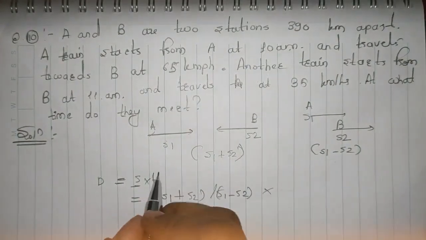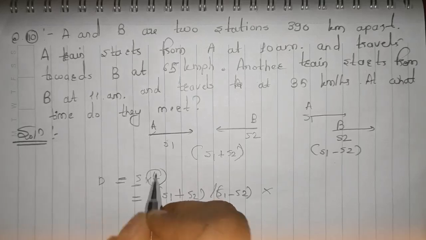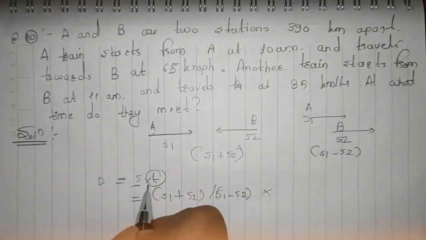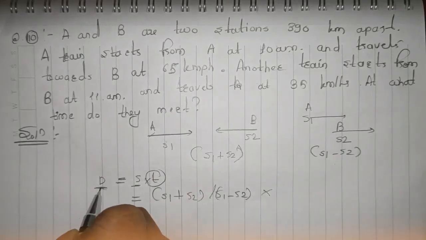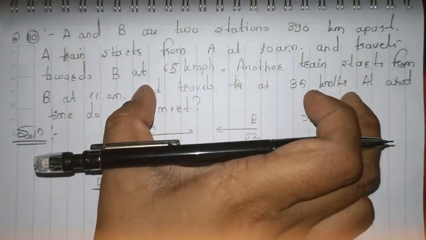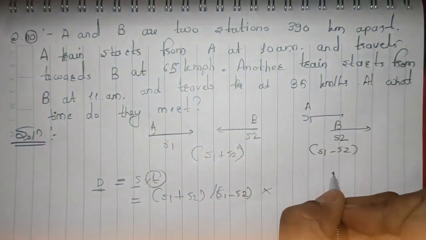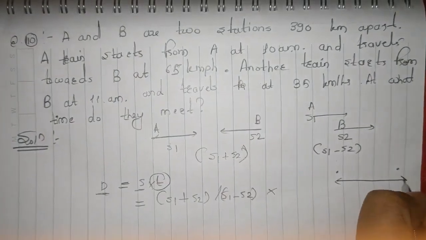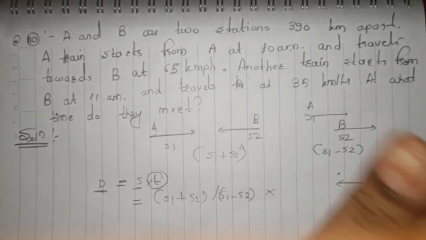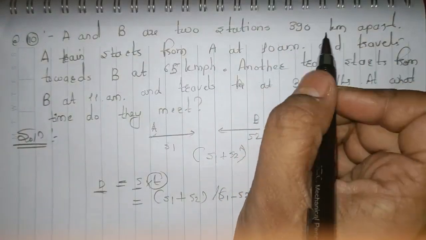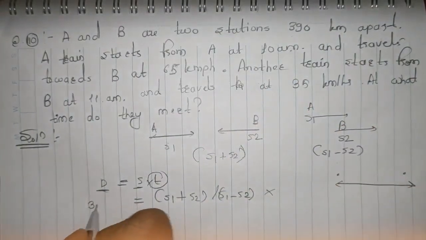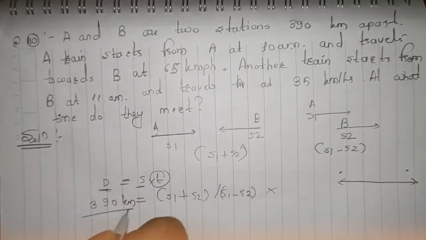And time here indicates the time at which they are going to meet each other. And distance is nothing but the difference between their positions. For example, A is starting from here and B is starting from here. The difference between these 2 points is nothing but our distance. As it is explicitly mentioned here that they are 390 kilometers apart, our distance is nothing but 390 kilometers.